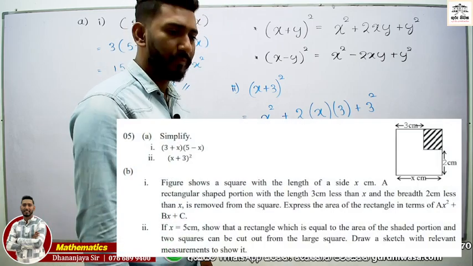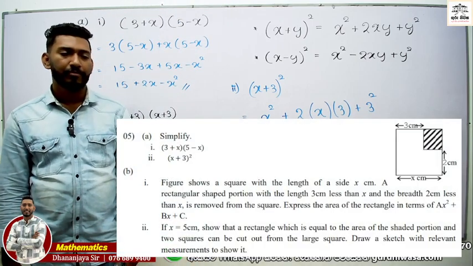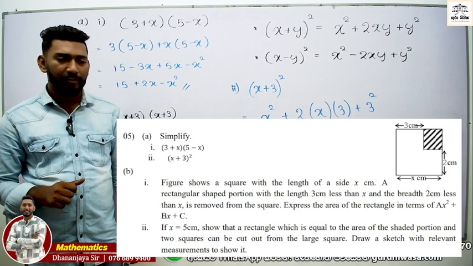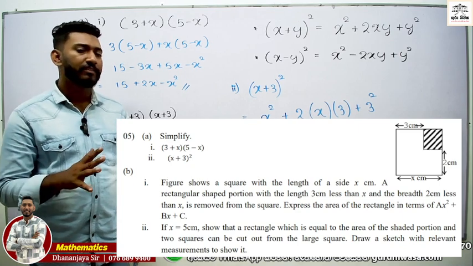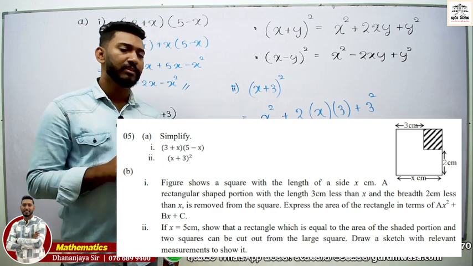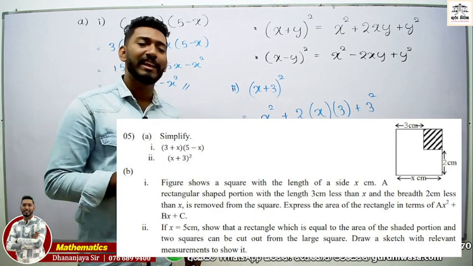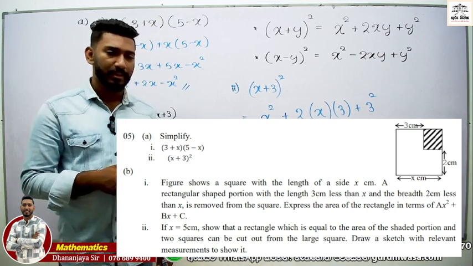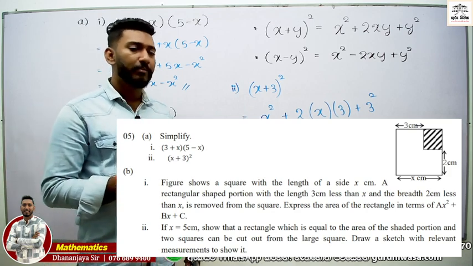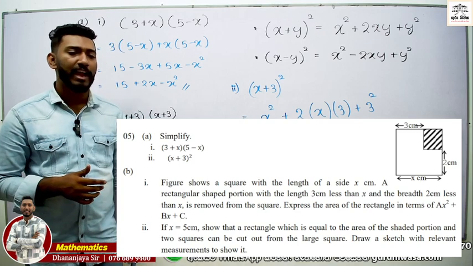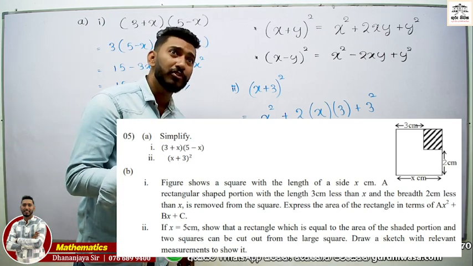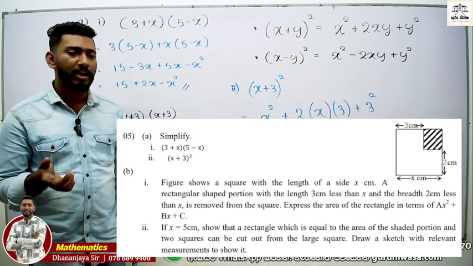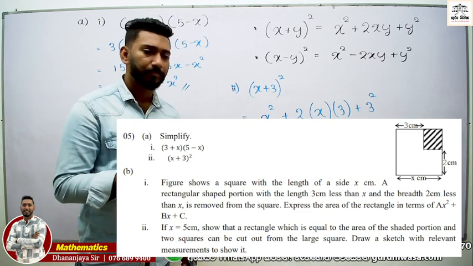And next one, Part B. The figure shows a square with the length of a side x cm. A rectangular portion with the length 3 centimeter less than the x, and the breadth 2 centimeter less than the x, is removed from the square. That piece has been removed from the square.